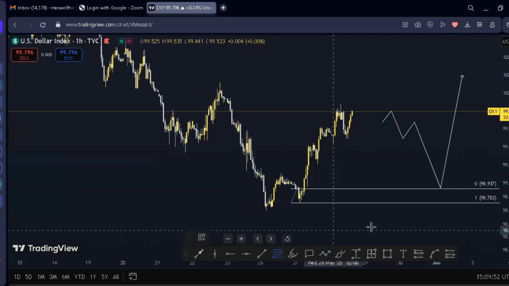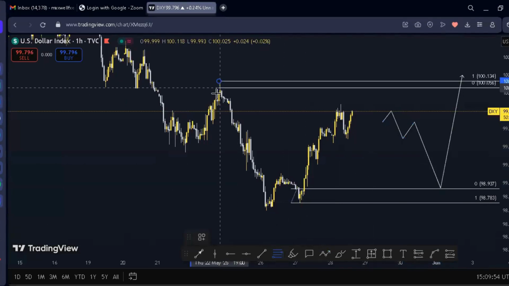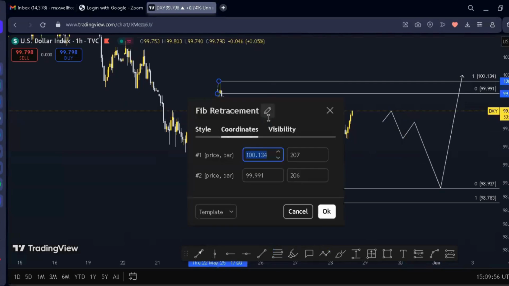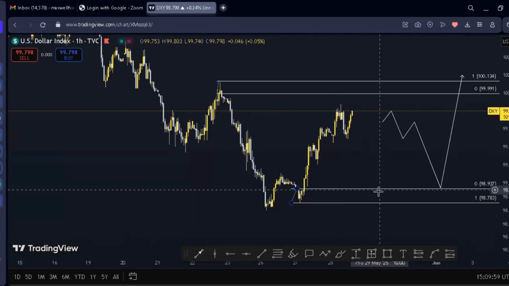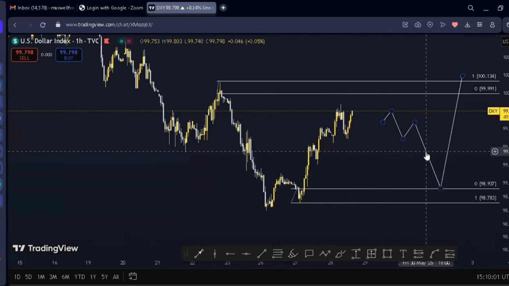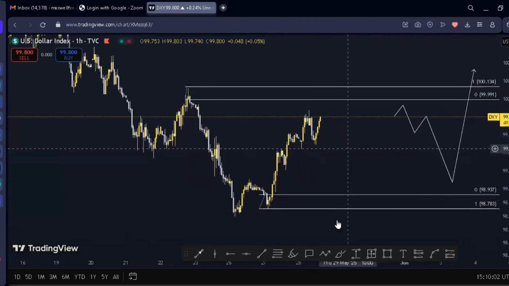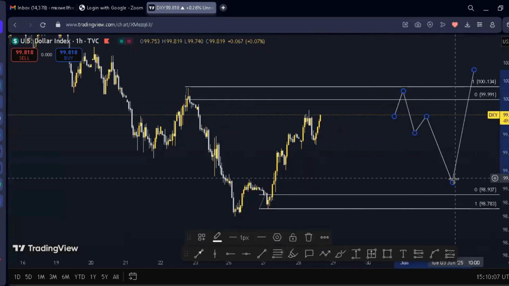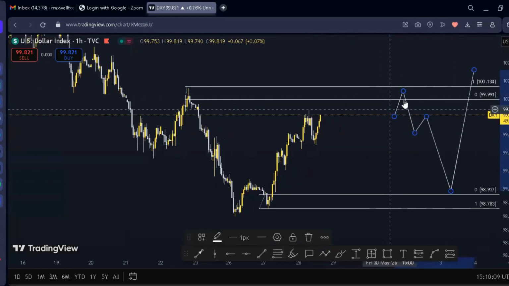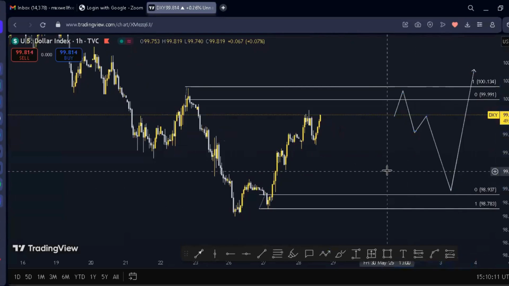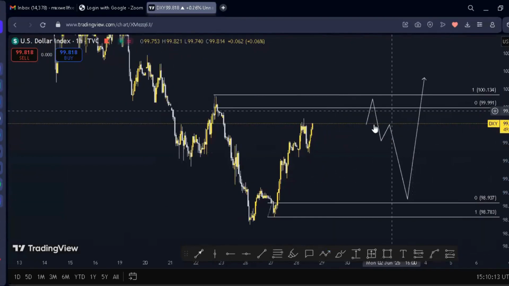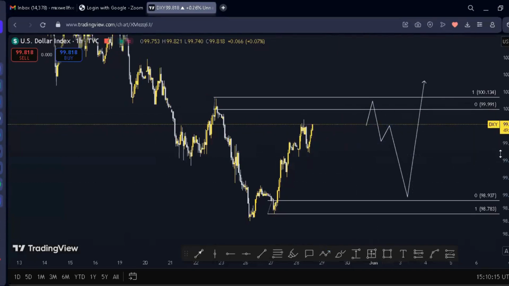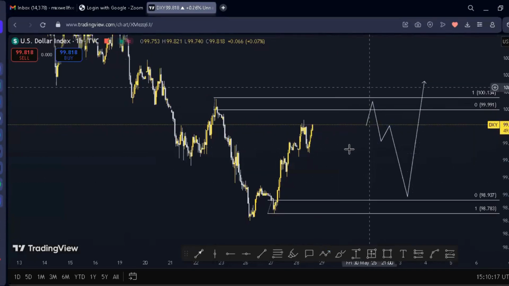However, what's currently near current market price is this. I'm also looking to short or sell the dollar when it gets to this price point. I basically sell from here and buy from there. But it looks like we might mitigate 100 first before we go up.